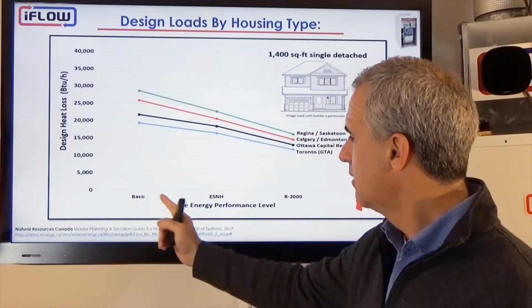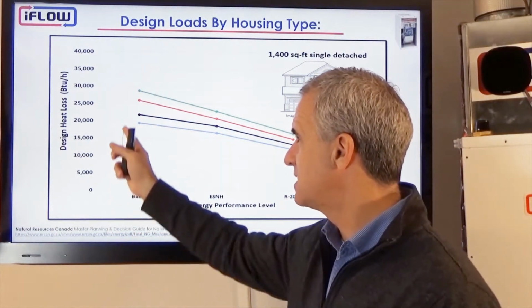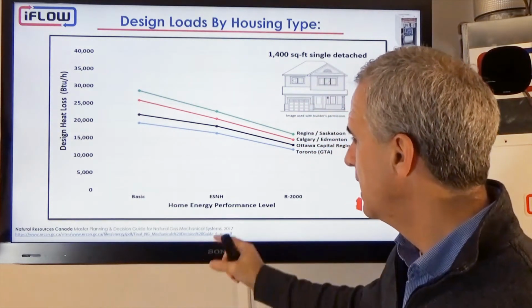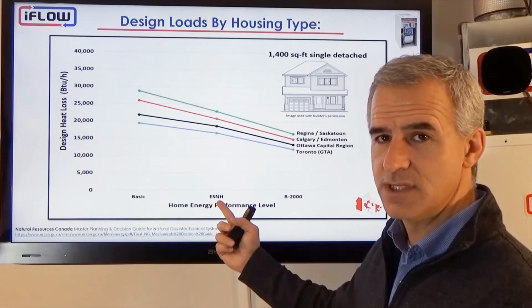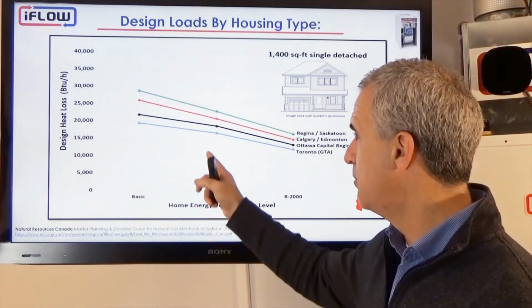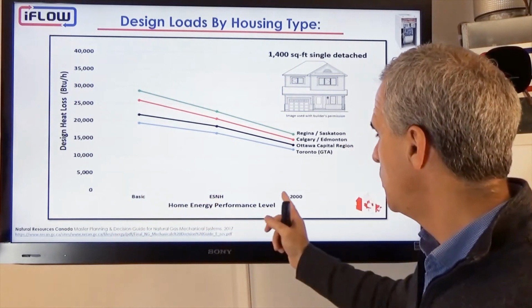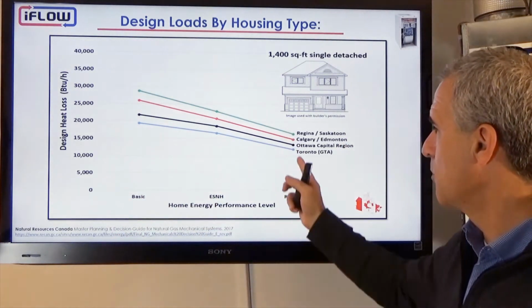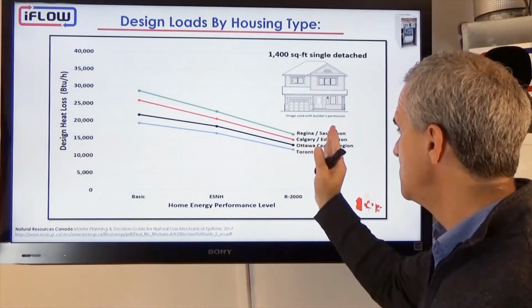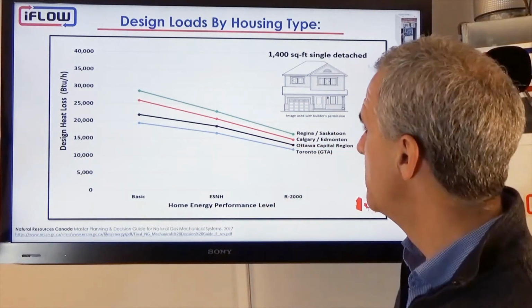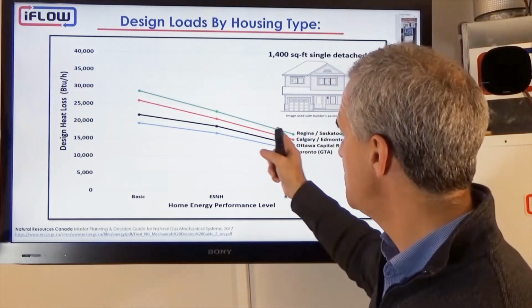We've got 3 different housing types here. So we've got our basic or let's say standard housing design, and then we've got ESNH, which is Energy Star for new homes. So this would be a better standard. This is 20% better than our basic. And then we've got our R2000, which is, let's say, our premium build, our most efficient build. And then we've got net zero even beyond that. But let's look at the heat losses.